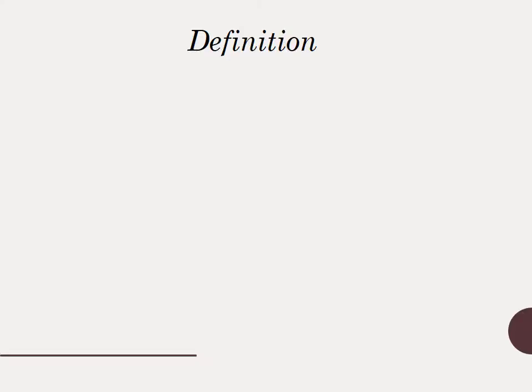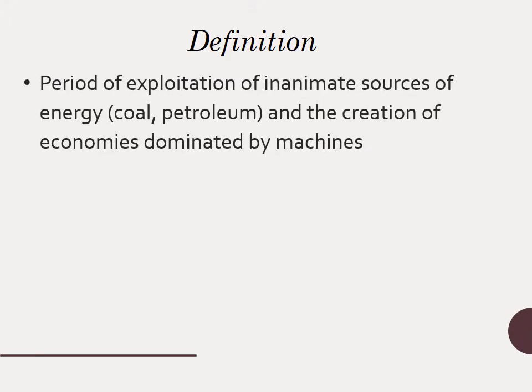Now, it's always good to start with definitions. And the simplest definition of the Industrial Revolution is that it was a period of exploitation of inanimate sources of energy like coal and petroleum, and the creation of economies dominated by machines. The Industrial Revolution is the fundamental switch between everything really being done by hand, so clothes being made by hand, baskets, ceramics, etc., to everything being made through machine labor. So this is that big switch in human history that's incredibly important.